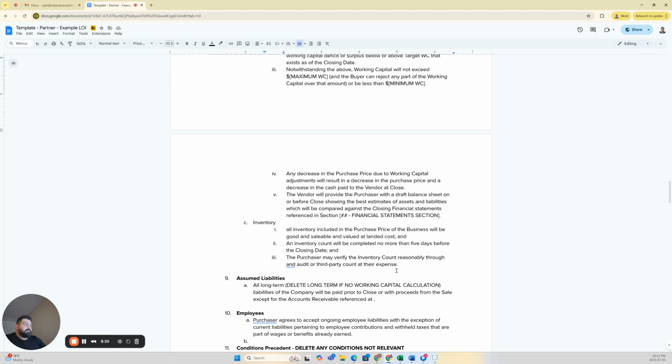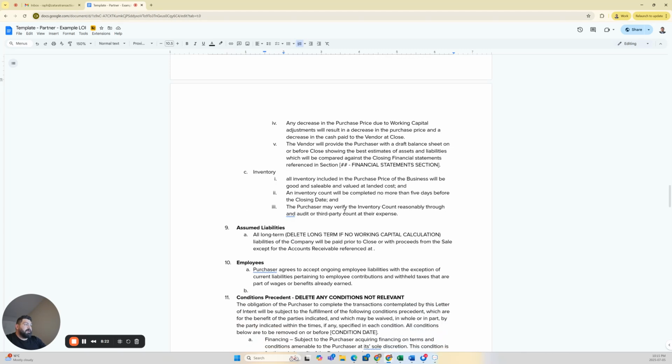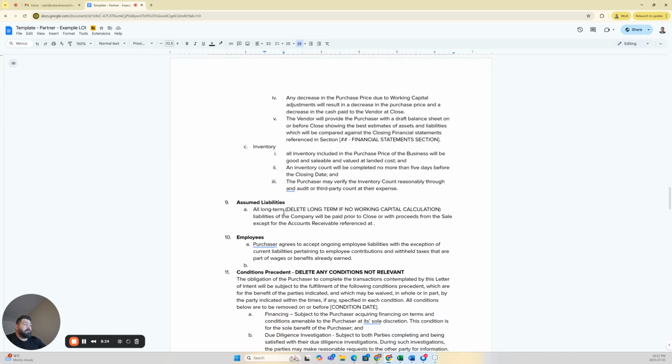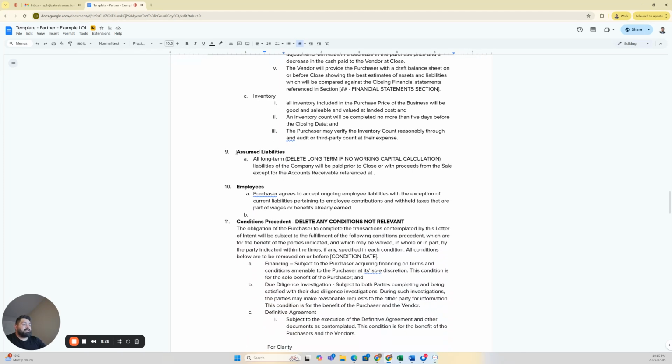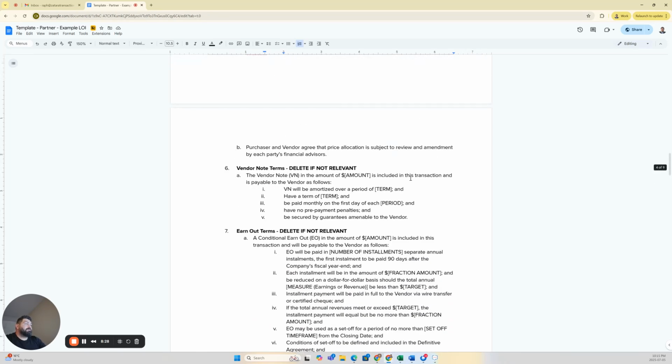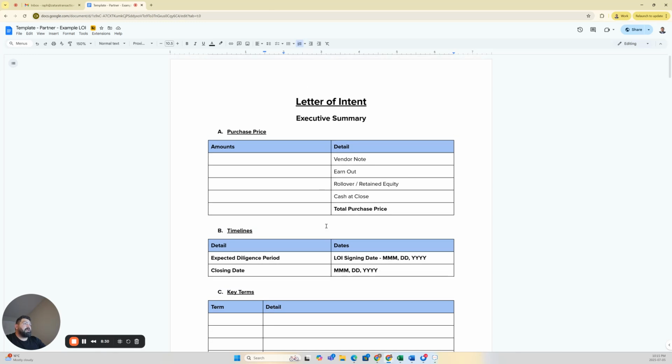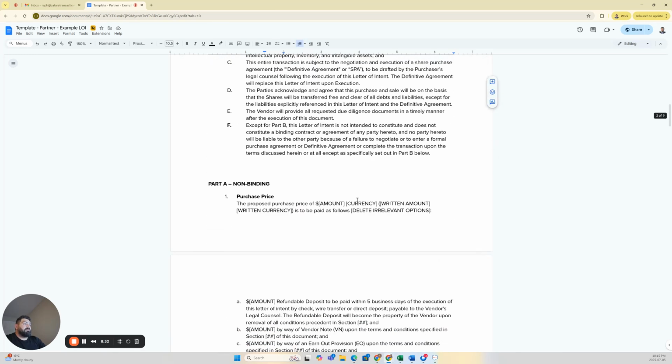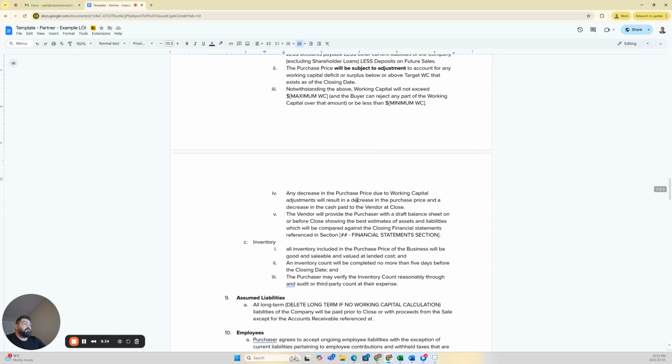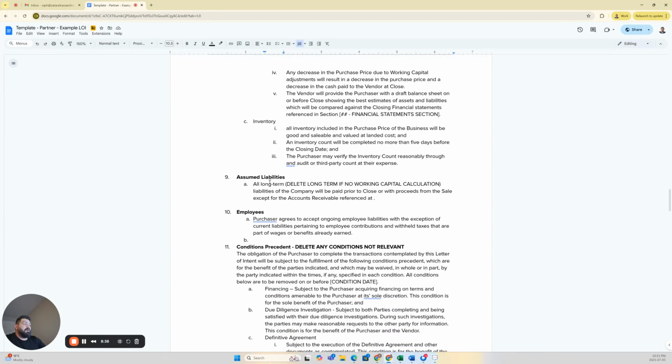Inventory is another thing. Assumed liabilities, so that's something too. So this price does not necessarily include whatever long-term liabilities are assumed. This LOI, for example, assumes that you're going to pay off all the long-term liabilities, and I'm going to get my own.